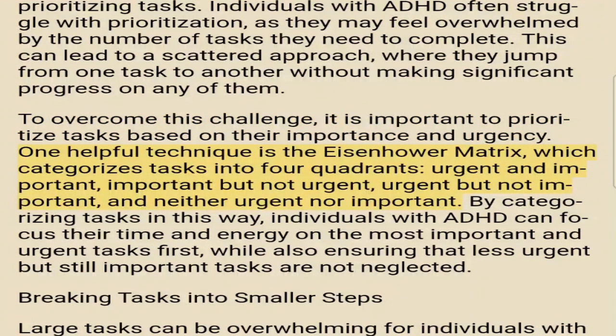One helpful technique is the Eisenhower matrix, which categorizes tasks into 4 quadrants: urgent and important, important but not urgent, urgent but not important, and neither urgent nor important. By categorizing tasks in this way, individuals with ADHD can focus their time and energy on the most important and urgent tasks first, while also ensuring that less urgent but still important tasks are not neglected.